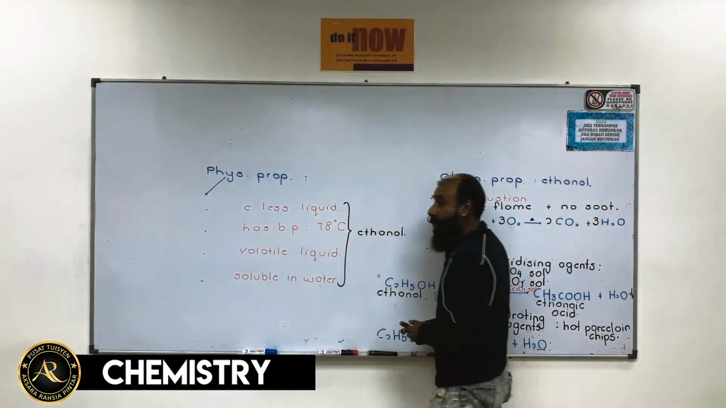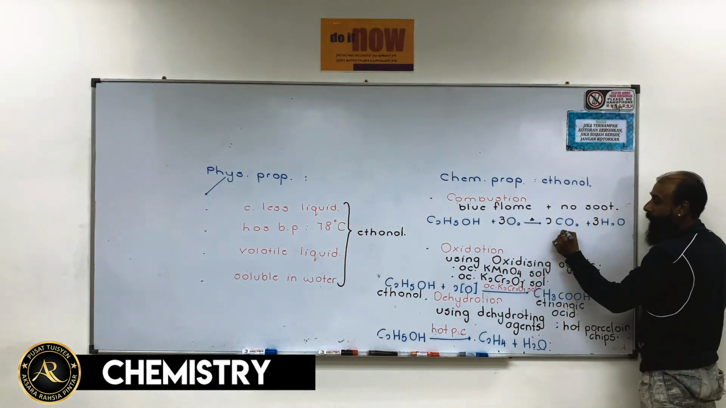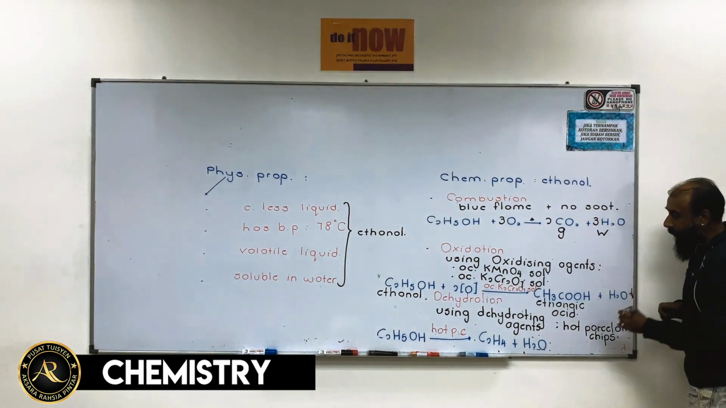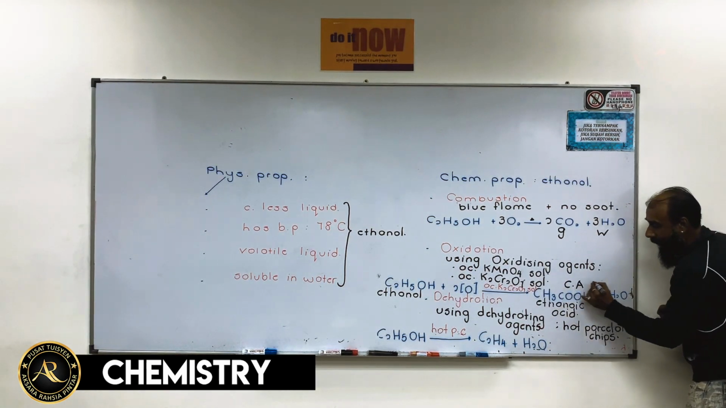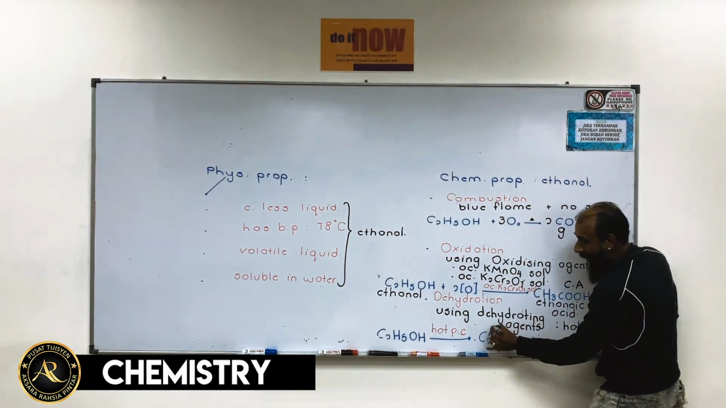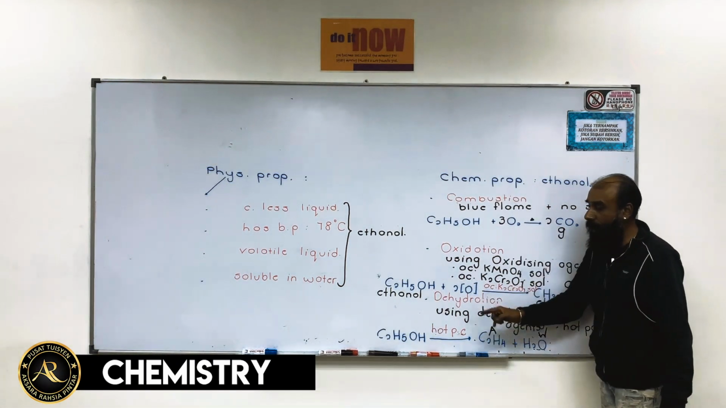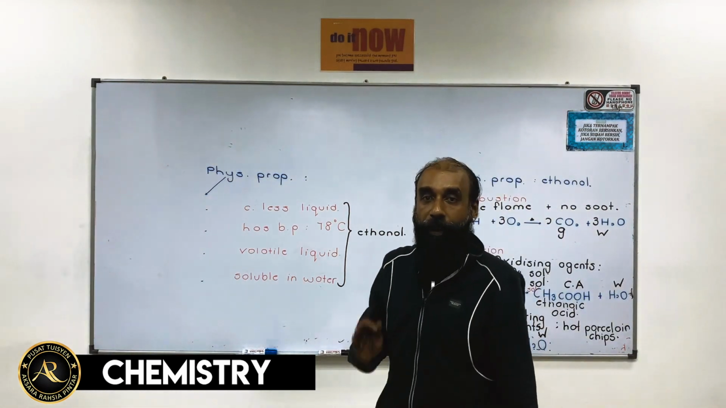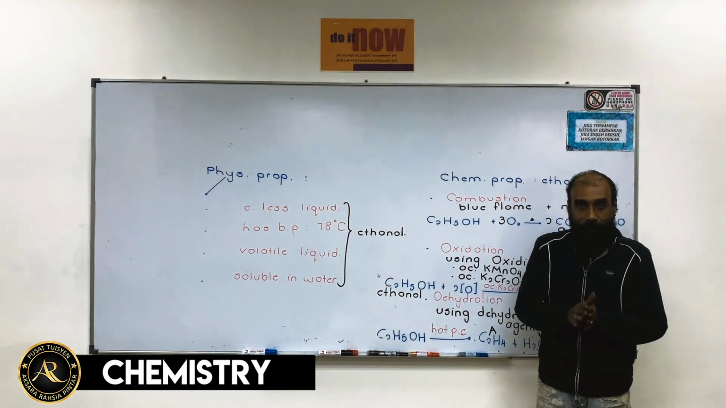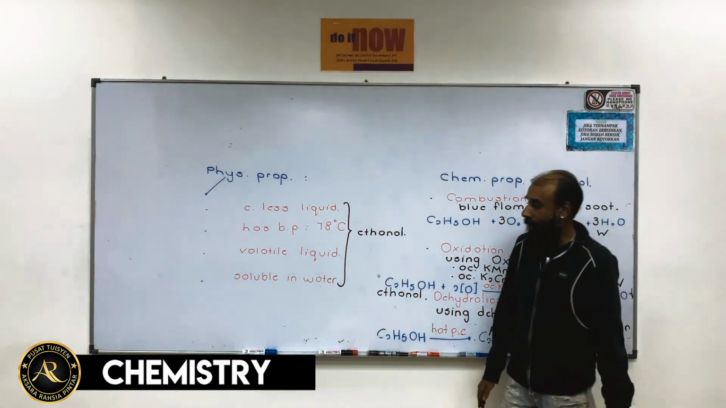So the easiest way for all of you to remember: when I do combustion, my product is gas and water. When I do oxidation, my product will be carboxylic acid and water. When I do dehydration, my product will be alkene and water. So these are the three chemical properties of ethanol. My dear students, now we're going to look at carboxylic acid and their chemical properties as well.